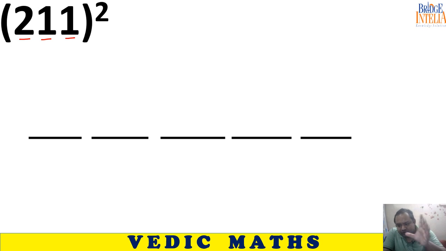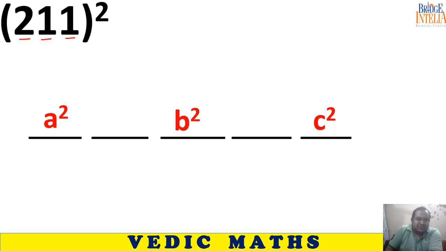So what have we to write on these blank spaces? That is the trick. Here you have to write squares. This is a 3-digit number, so assume the first digit as A, the second digit as B and the third digit as C. Write A square, then leave one blank space, then write B square, then again leave a space and then write C square.